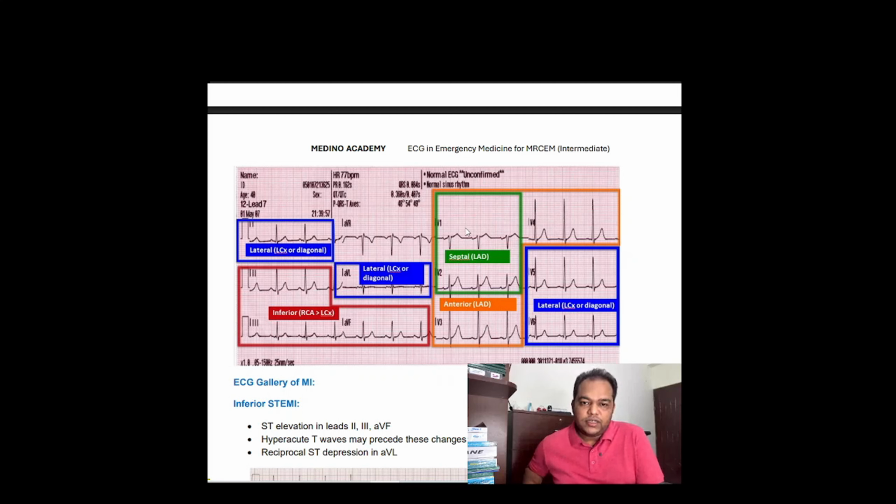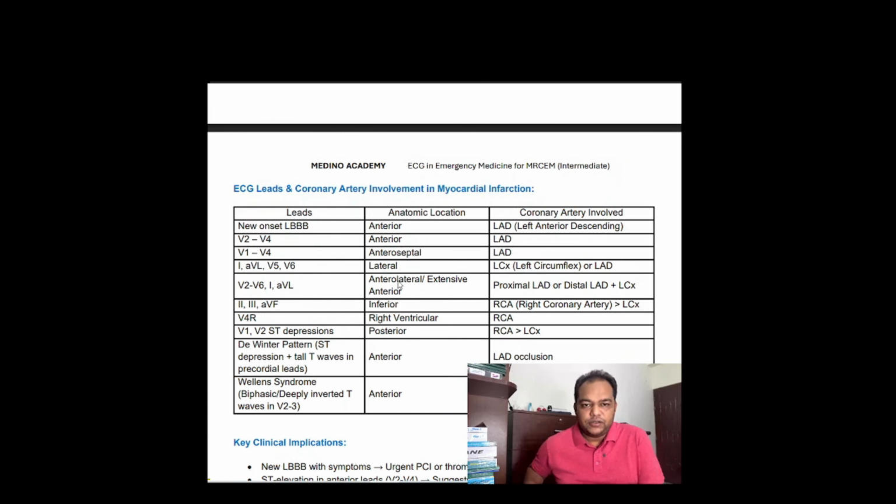When we find ST elevation in V1, V2, V3, and V4, it is called anteroseptal. And when the anterior leads and also lead 1 and aVL show ST elevation, it is called extensive anterior. This is extensive anterior or anterolateral. Inferior MI may be involved with right ventricular infarction or posterior infarction.